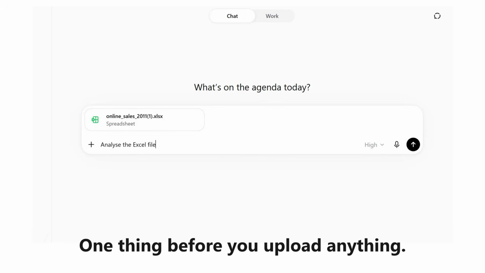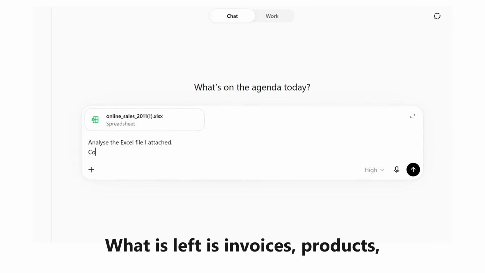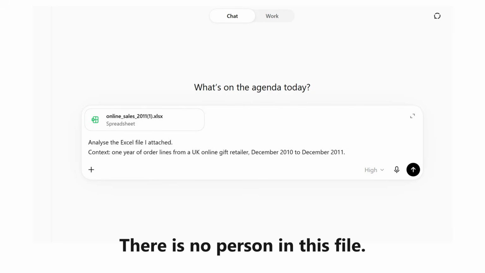One thing before you upload anything. I deleted the customer column first. What is left is invoices, products, quantities, prices, and countries. There is no person in this file.